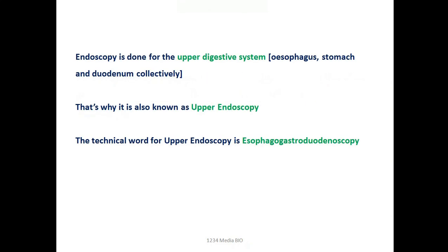Endoscopy is done for the upper digestive system, which consists of esophagus, stomach, and duodenum collectively. That's why it is also known as upper endoscopy. The technical word for upper endoscopy is esophagogastroduodenoscopy. Okay, let me read the word slowly. Esophagogastroduodenoscopy.